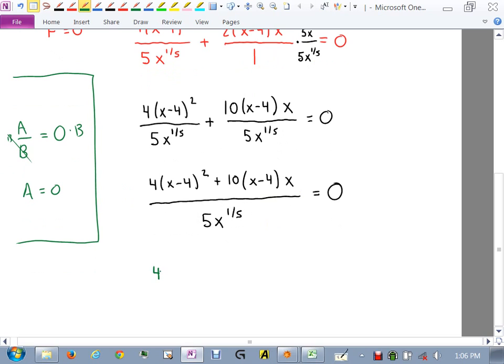So I'm just going to look at 4 times x minus 4 squared plus 10 times x minus 4 times x equals 0. Now, you may be tempted at this point to just multiply this whole thing out. You know, square this and multiply through by 4 and then distribute a 10 through and then distribute an x through and get the whole thing together. It'll be a quadratic. You could do that. That's not wrong. But in future problems, it probably won't be a quadratic.